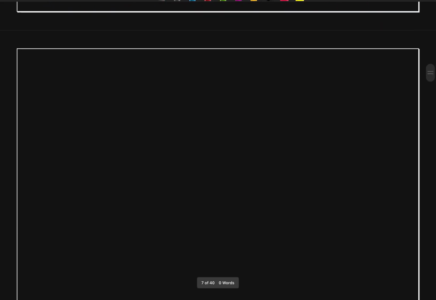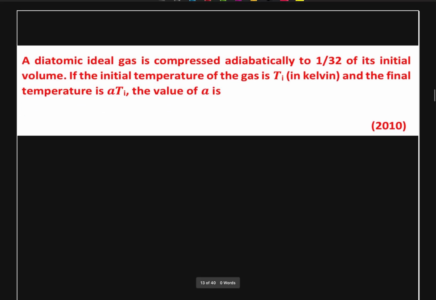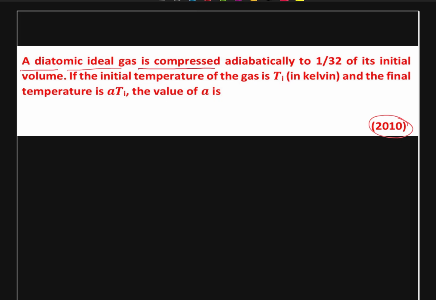Next question. It states that it was also asked in 2010. A diatomic ideal gas is compressed adiabatically to 1 upon 32 of its initial volume. If the initial temperature of the gas is T_i in Kelvin, find the final temperature. The final temperature is A multiplied by T_i. The value of A is?